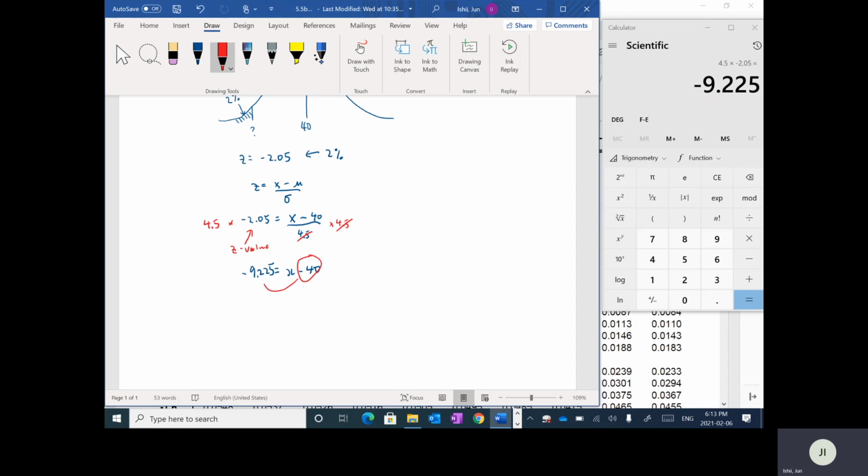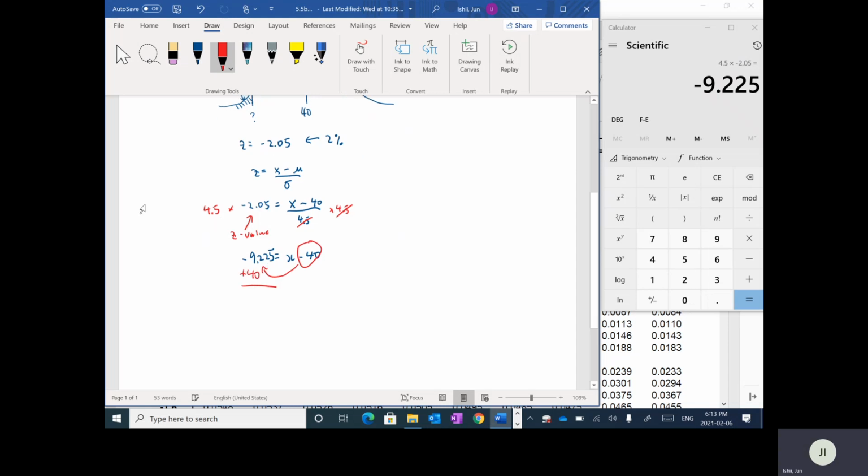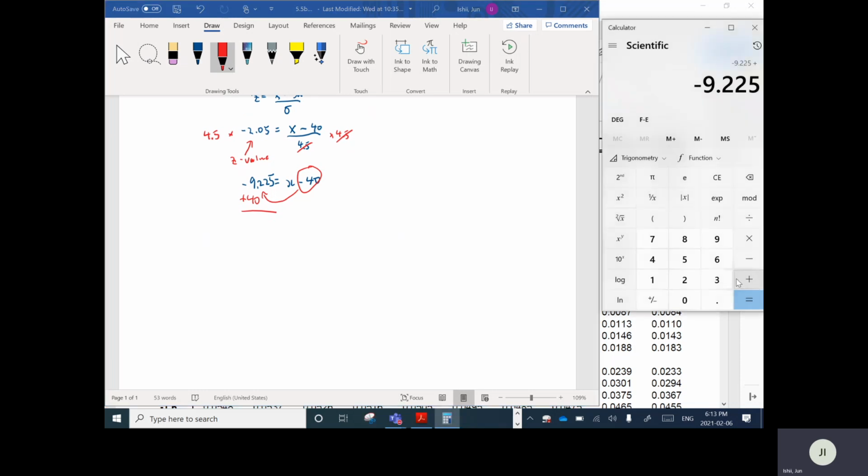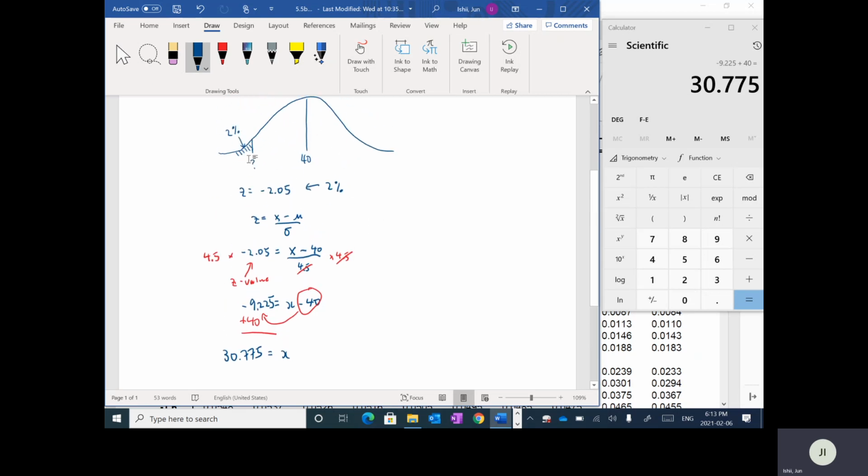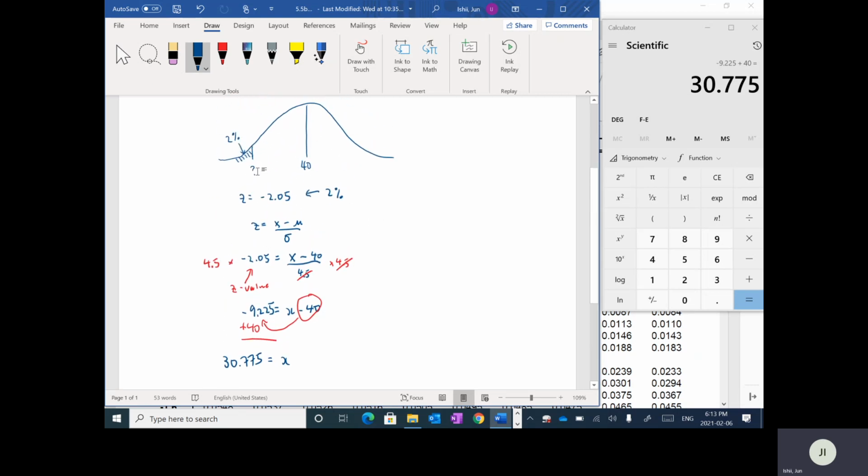All right, and then what I want to do here is solve for x. So I'm going to move the 40 over to this side, so I'm going to plus 40. And as a result, if I add 40 to this value here, we get 30.775. So x is equal to 30.775. All right, so this is the number of months. So this is the x value under this situation. So the x value here would be 30.775 in order to get 2%.